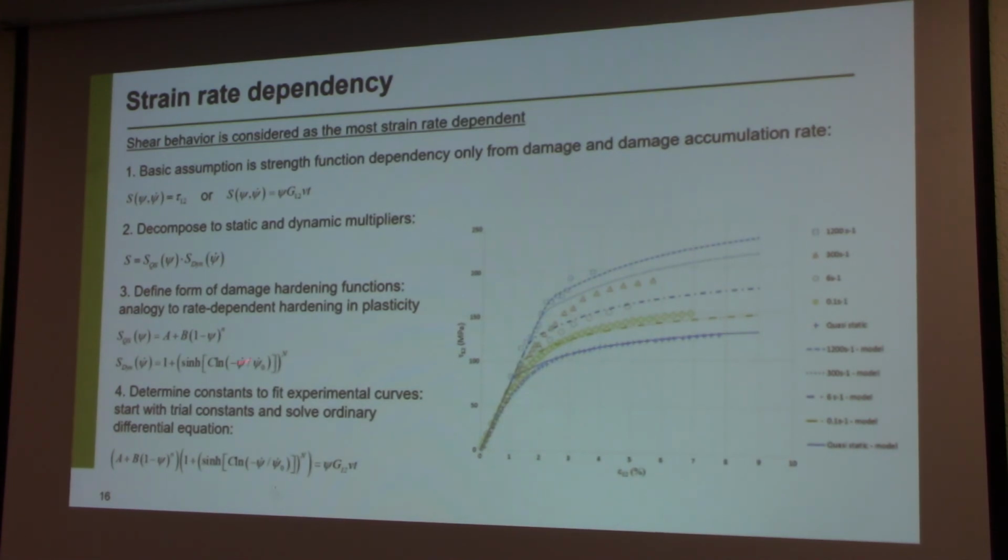So here we used analogy with plasticity and suppose such form of the function. And the final step is to determine constants. The idea is to use some trivial constants to solve ordinary differential equation and to try to achieve the best match of experiment.